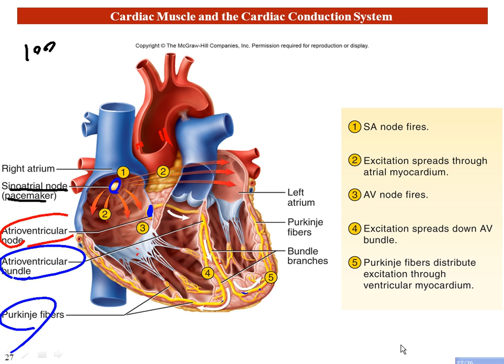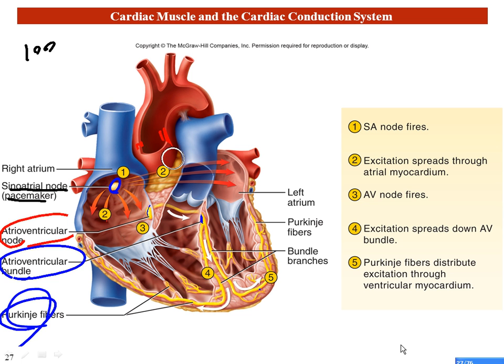And then we go from the AV node to the bundle of His. The bundle of His divides into the right and left bundle branches. The right and left bundle branches take it to the apex. The apex branches out to Purkinje fibers. And then the wave of contraction is carried in a superior direction.